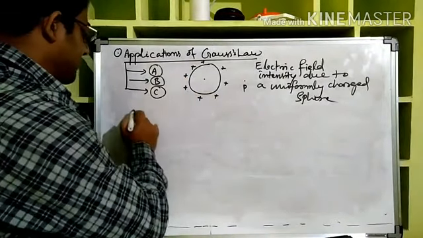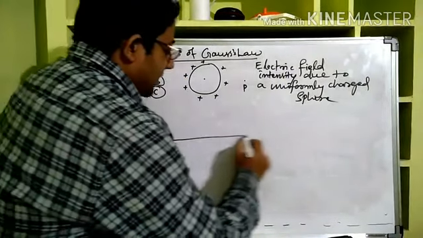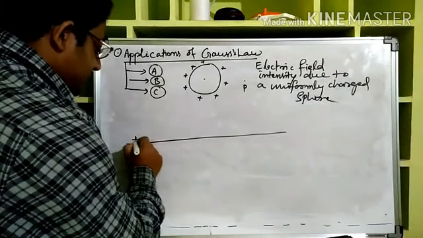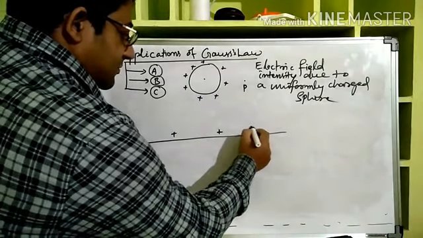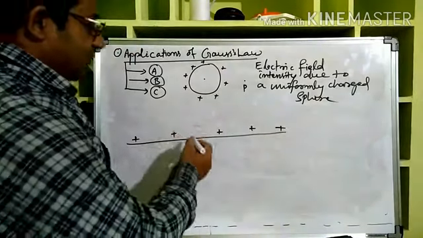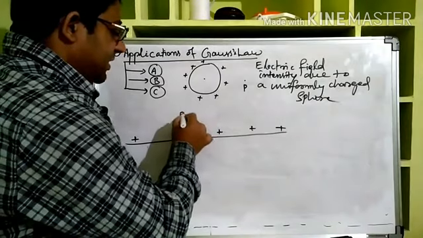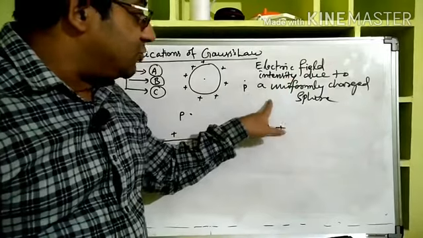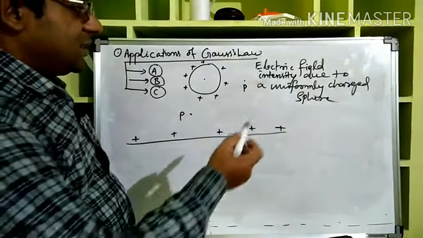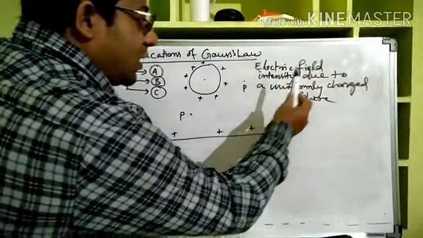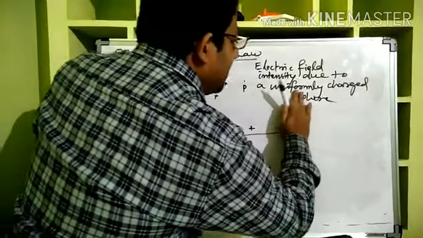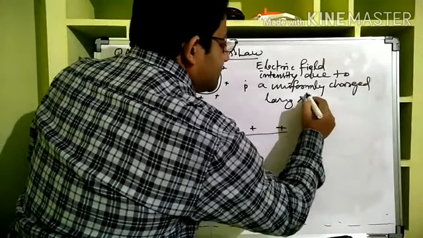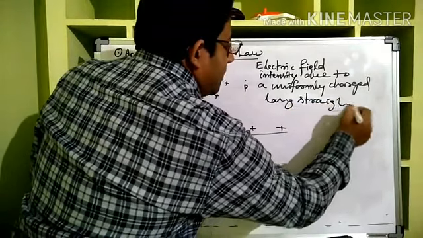Now in the second application, we will take a very long straight wire with also uniform charge distribution over it. Now because of this wire, at any point P, we will calculate again electric field intensity at a point due to a uniformly charged, here in B we'll say, uniformly charged long straight wire.